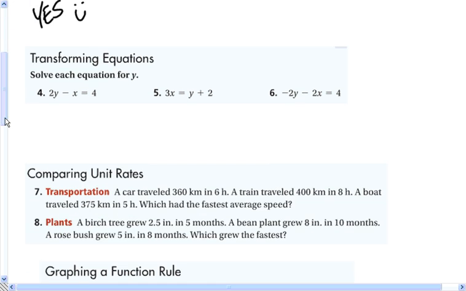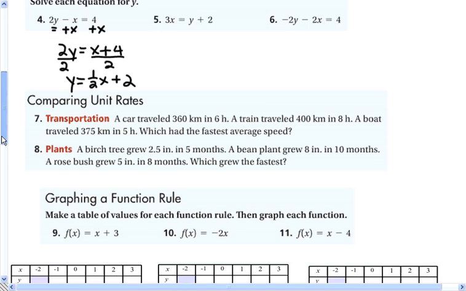All right, to transform equations, solve each equation for y. That means I want to isolate that variable right there, y. So in order to do that, I need to eliminate this minus x, and the way you get rid of a minus x is using the addition property of equality. We're going to add x to both sides. When we do that, we get 2y equals 4 plus x, or x plus 4. And then we need to divide by 2 so that we eliminate the 2 but don't eliminate the y. So that'll leave us with 1y is equal to x divided by 2, which is 1/2 x. 4 divided by 2 is 2.